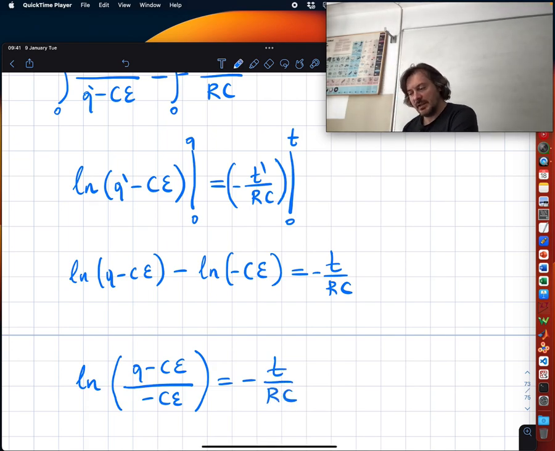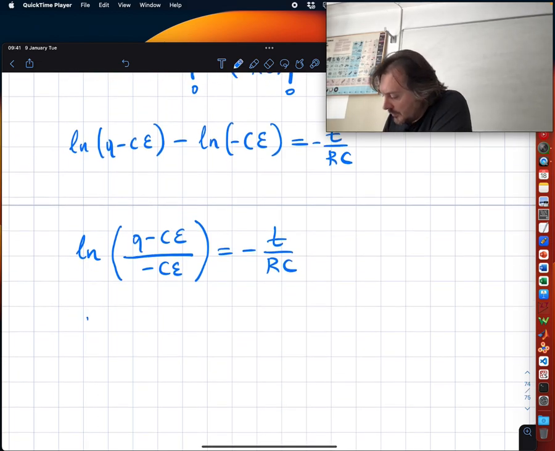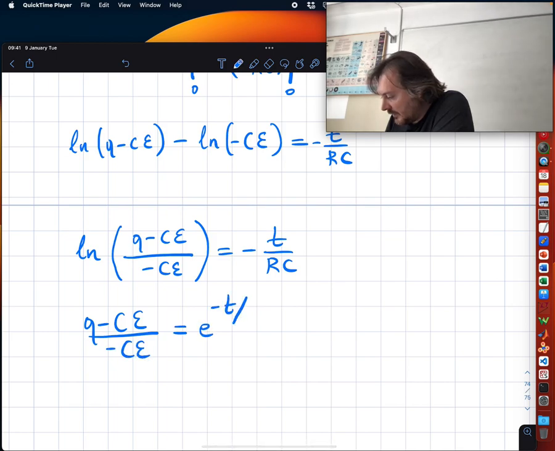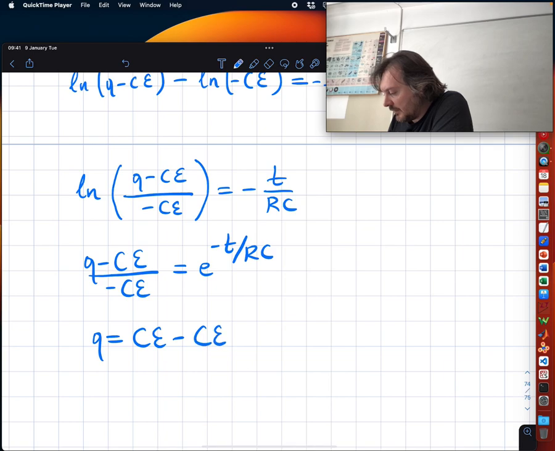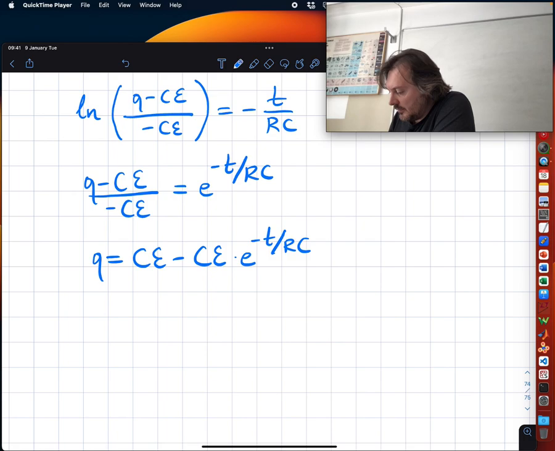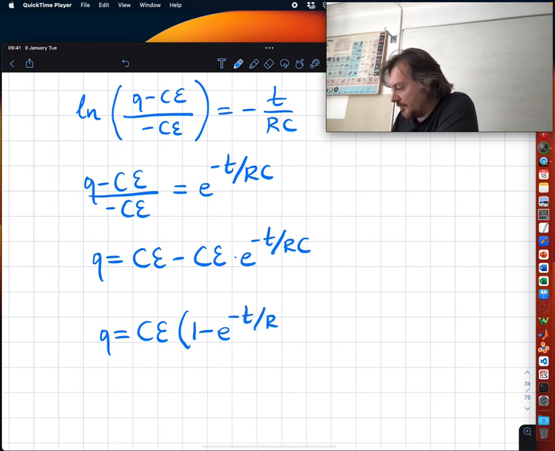So ln a minus ln b is ln of a over b. So Q minus CE over minus CE is equal to minus t over RC. Now let me take the exponential of both sides. Q minus CE over minus CE is equal to e to the minus t over RC. Q is equal to CE minus CE times e to the minus t over RC. Q is equal to CE times 1 minus e to the minus t over RC. And this is capacitor charging.